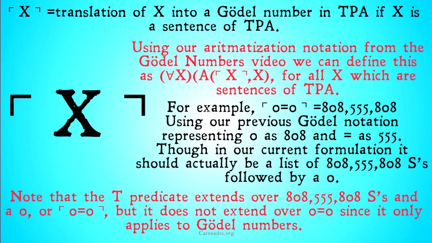Note that the T predicate extends over all of those S's and a 0, or over the kind of square corner brackets over 0 equals 0. But it does not extend over 0 equals 0, since it only applies to Gödel numbers. It doesn't apply to statements that have things like equals signs in them. Hopefully that helps you understand a little bit of what the T predicate, the truth predicate, can extend over, what it can apply to.